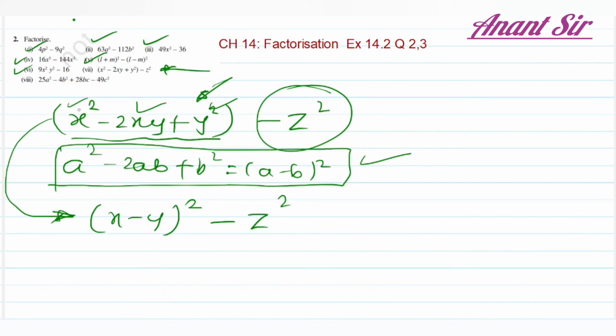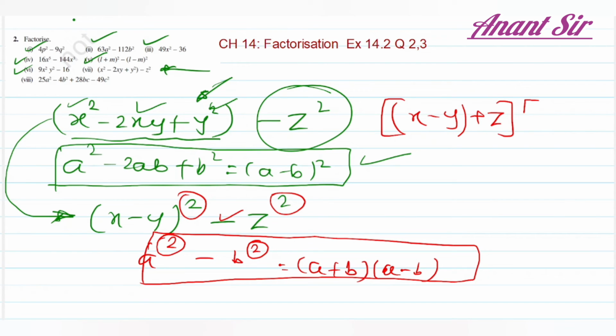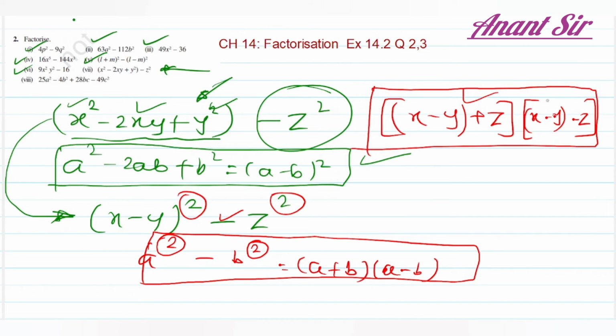Now we have to use the formula of a square minus b square. There are two squares with negative sign in between them. Then what you do? You add them in one bracket and subtract them in another bracket. So you just add the two terms x minus y and z in one bracket and subtract them in another bracket, x minus y minus z. So this is your final answer, friends. x minus y plus z, x minus y minus z.